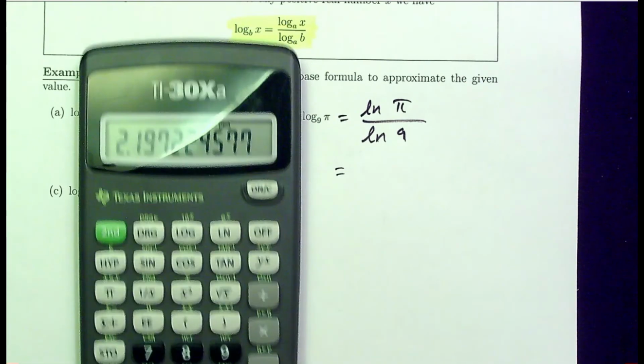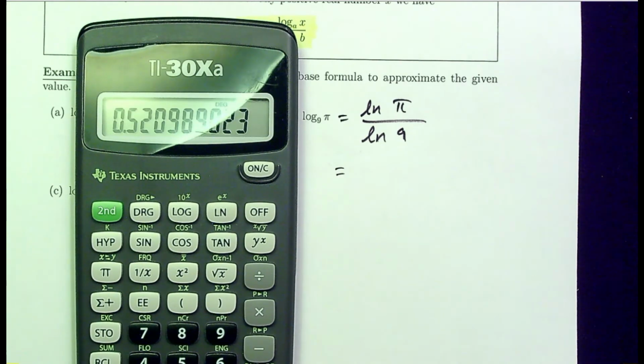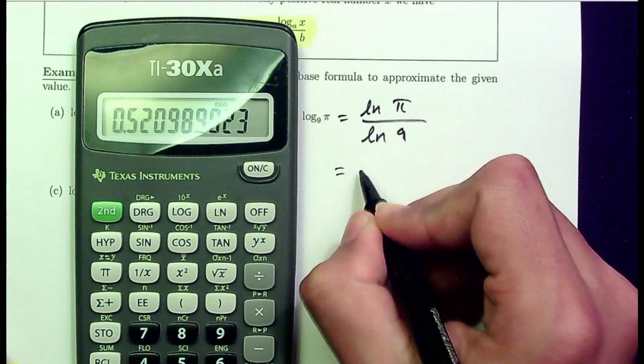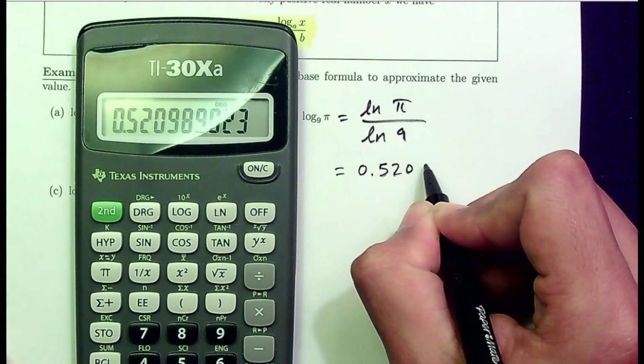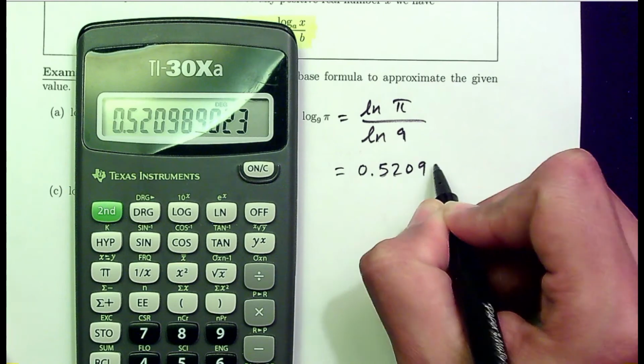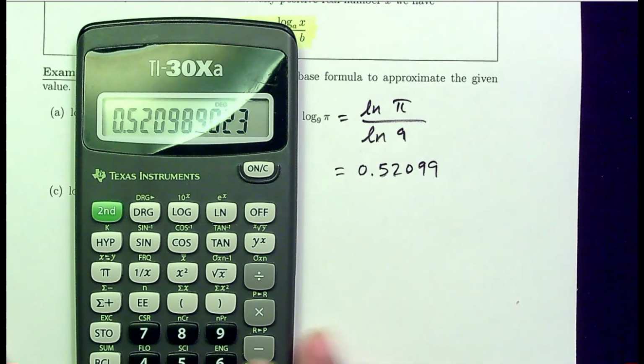And then I'm done. So equal sign and then you get 0.52099. I'm going to use 5 decimals again. Round it to 5 decimals.